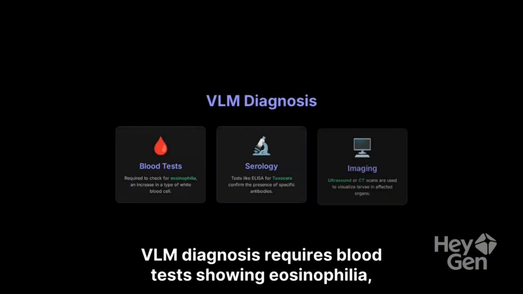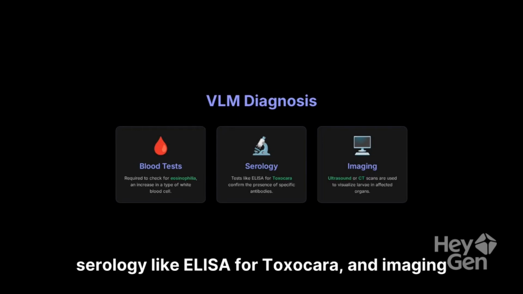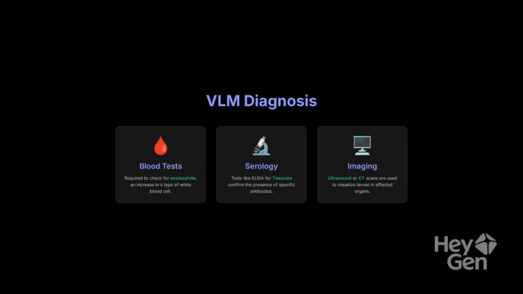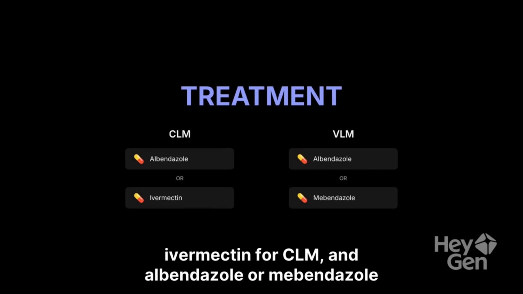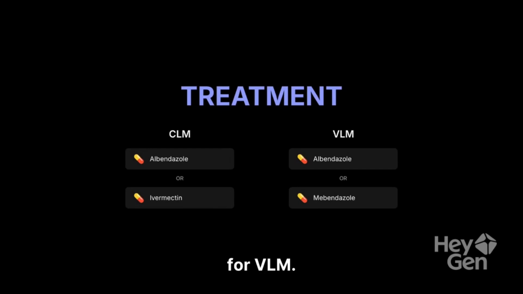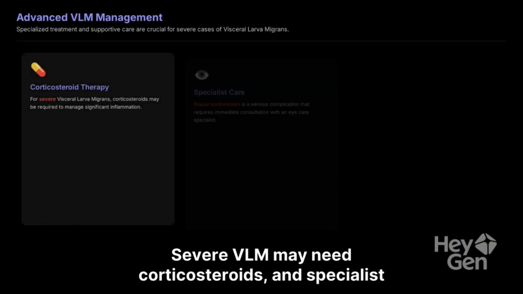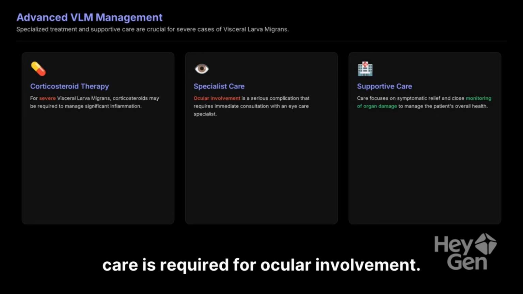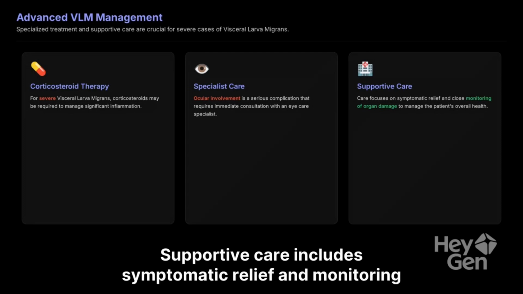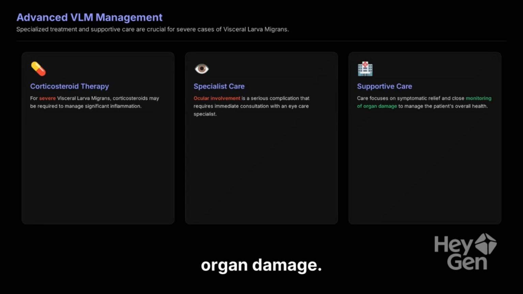VLM diagnosis requires blood tests showing eosinophilia, serology like ELISA for Toxocara, and imaging such as ultrasound or CT. Treatment includes antiparasitic drugs like albendazole or ivermectin for CLM and albendazole or mebendazole for VLM. Severe VLM may need corticosteroids, and specialist care is required for ocular involvement. Supportive care includes symptomatic relief and monitoring organ damage.